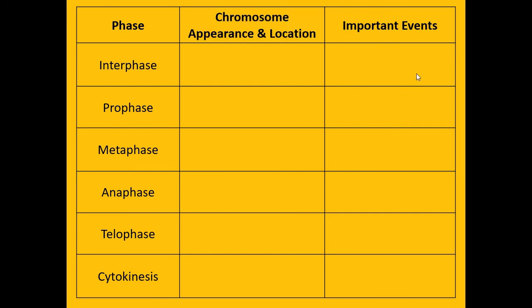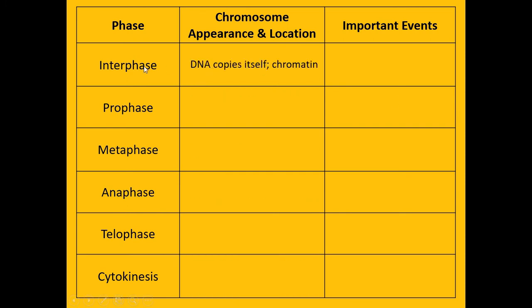So I have here a short review of what is happening. I have a small table that you can fill out, and you can pause the video if you want to. Fill out the information in a separate sheet: what is happening in the chromosome appearance and location in interphase, and what are the important events in the interphase. Same with the prophase, you write the appearance, the location, and the important events. You can pause this video and do it for 5 minutes. Once you are done, let's discuss.